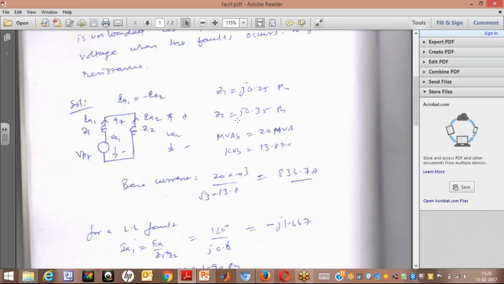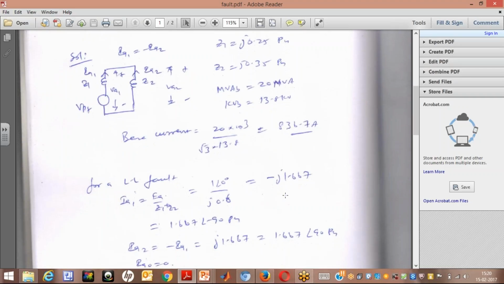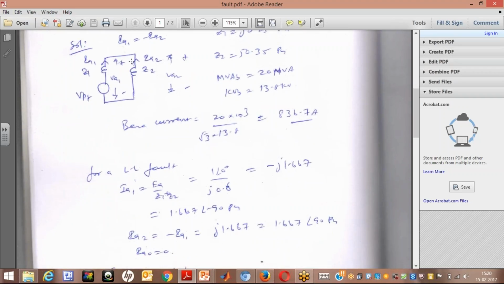So how to calculate the base current? Just the MVA divided by root 3 into the current 13.8. So you'll get a base current of 836.7 amps for this case. Now you can solve any one current from this network.